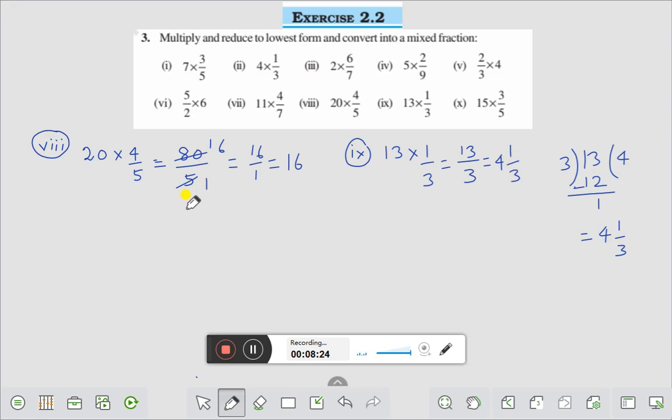Now question number 10 is 15 into 3 by 5. 15 into 3, that is 45, by 5. That is 5 nines are 45. That is equal to 9 by 1, so the answer is 9. This is the solution of question number 3 of exercise 2.2.